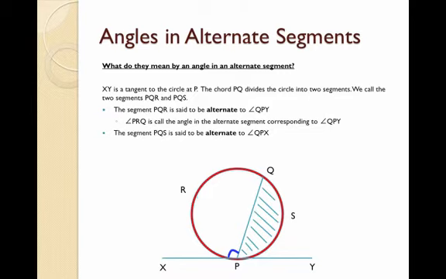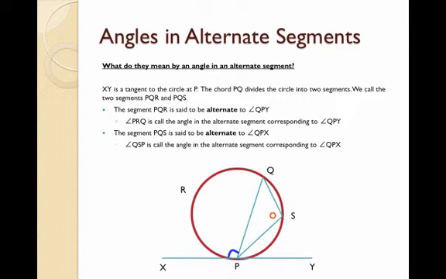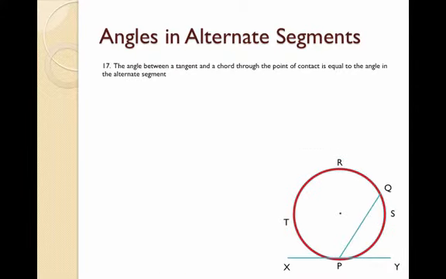Similarly, the segment PQS is said to be alternate to the angle QPX, and the angle QSP is the angle in the alternate segment corresponding to the angle QPX. Our theorem says that those two angles are going to be equal to each other. The angle between the tangent and the chord is equal to the angle in the alternate segment.